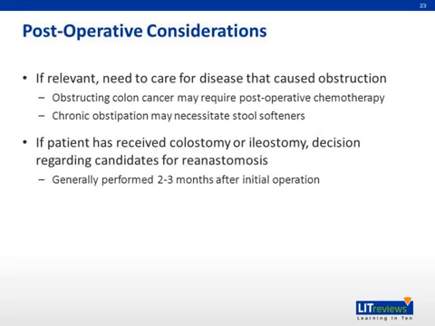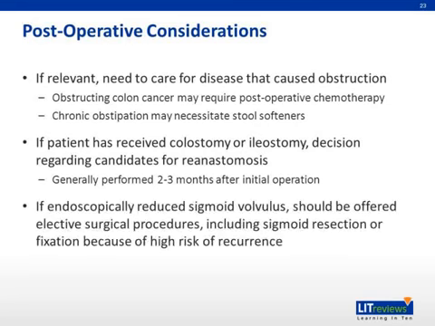Most patients who retain a rectum are, at least in principle, candidates for reanastomosis at a subsequent stage. Generally, it is performed 2 to 3 months after the initial operation. Patients with an endoscopically reduced sigmoid volvulus should be offered elective surgical procedures, including sigmoid resection or fixation, because of the high risk of recurrence.